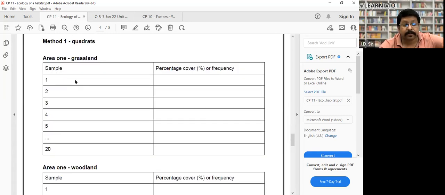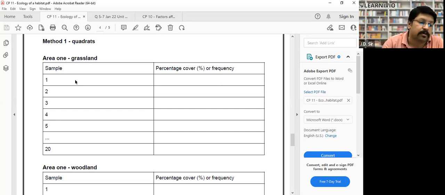Sir, I wanted to ask, in the grassland, we have to sample different kinds of plants, different kinds of species? Yes, that is the ecological diversity. What is ecological diversity? The number of the species of plant or animal present in a particular area is called frequency.